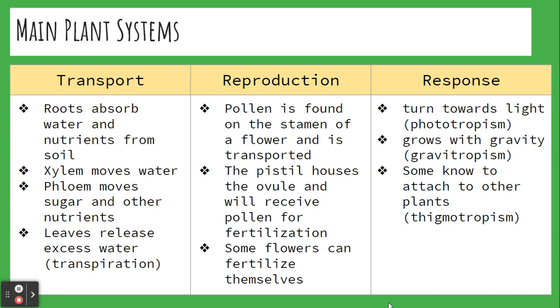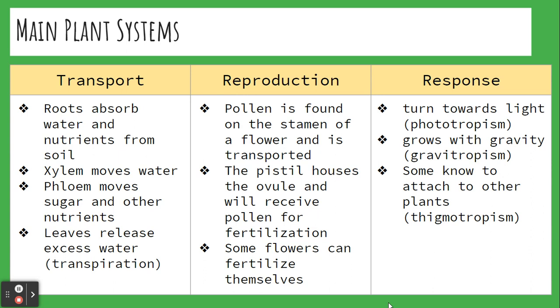Another form of tropism is the fact that we all know there are some plants that just automatically understand how to attach to other plants or even other surfaces. This is called thigmotropism, and it's what vines do.